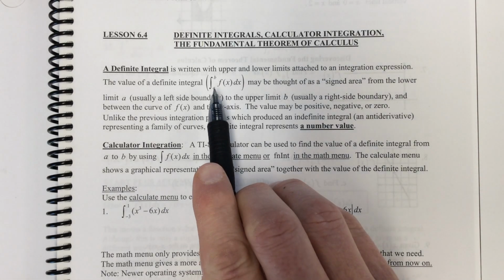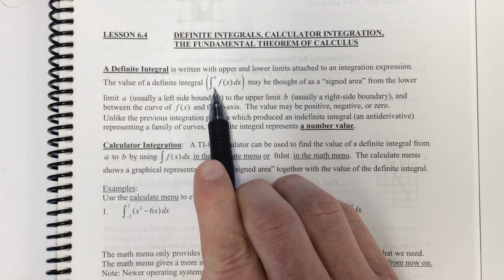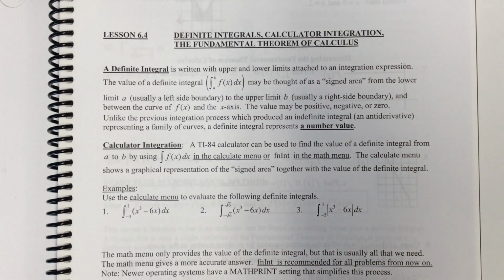A definite integral is written with upper and lower bounds. And what I mean by that is you look at this a and b: a is what we consider to be the lower bound, and b is what we consider to be the upper bound. A definite integral gives you the signed area under a curve, so between a curve and the x-axis. A is usually the left boundary, and b is usually the right boundary. And then the area is between the curve and the x-axis.